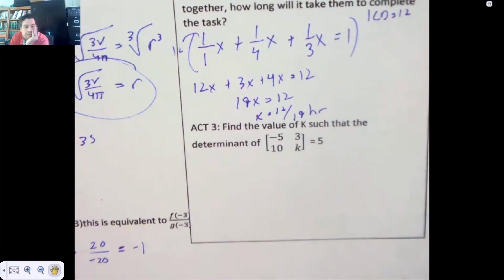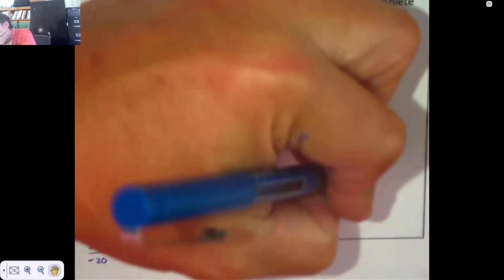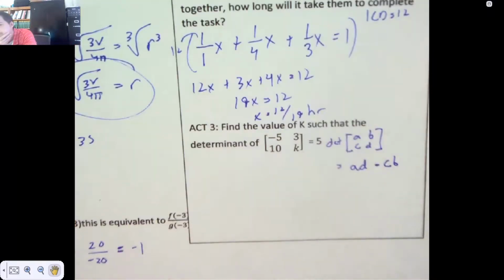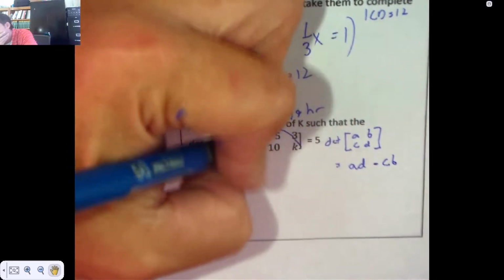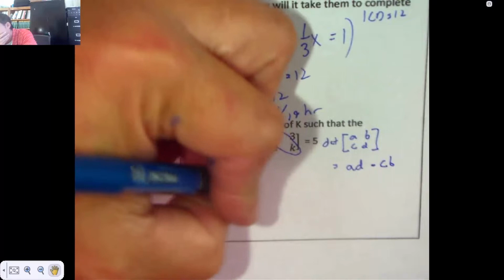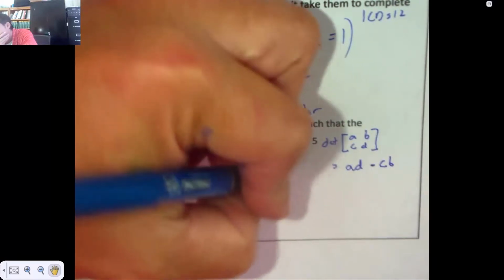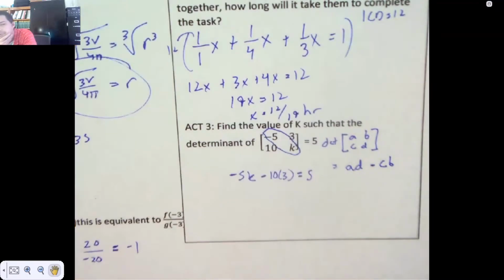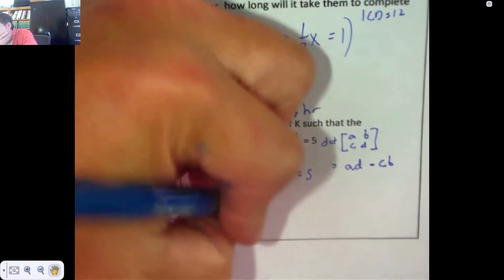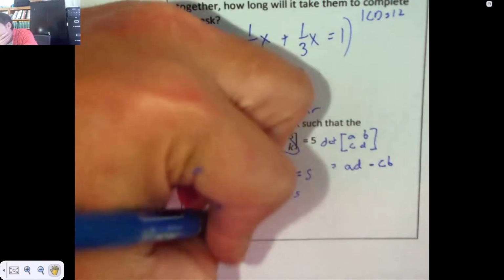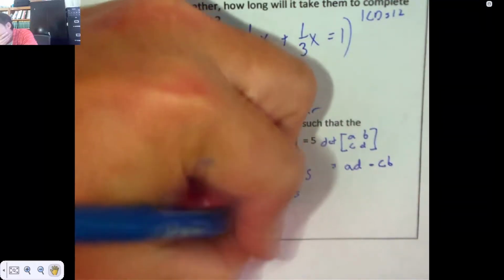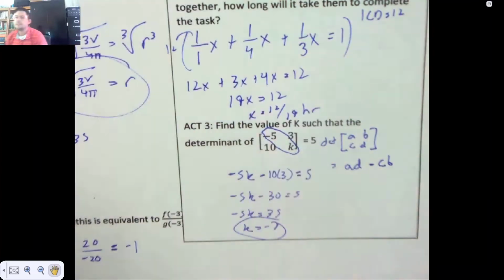Find the value of k such that the determinant of the matrix containing -5, 3, 10, k is 5. So the rule on this is for a matrix that contains A, B, C, D, its determinant is AD minus CB. So -5 times k minus 10 times 3 must equal the known value of 5. That's the deal. -5k minus 30 is 5. We add 30. We divide by -5, and we get that the k value is -7.